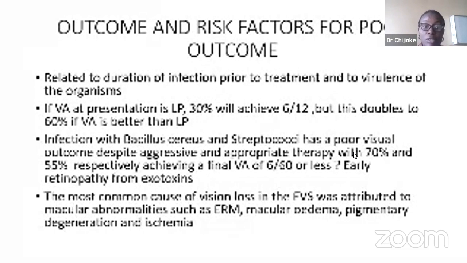An infection with Bacillus cereus and streptococci has a poor visual outcome despite aggressive and appropriate therapy, with 70 and 55% respectively achieving a final visual outcome of 6/60 or less, which has been attributed to early retinopathy from the exotoxins. The most common cause of vision loss in the endophthalmitis vitrectomy study was attributed to macular abnormalities such as epiretinal membrane, macular edema, pigmentary degeneration, and ischemia.